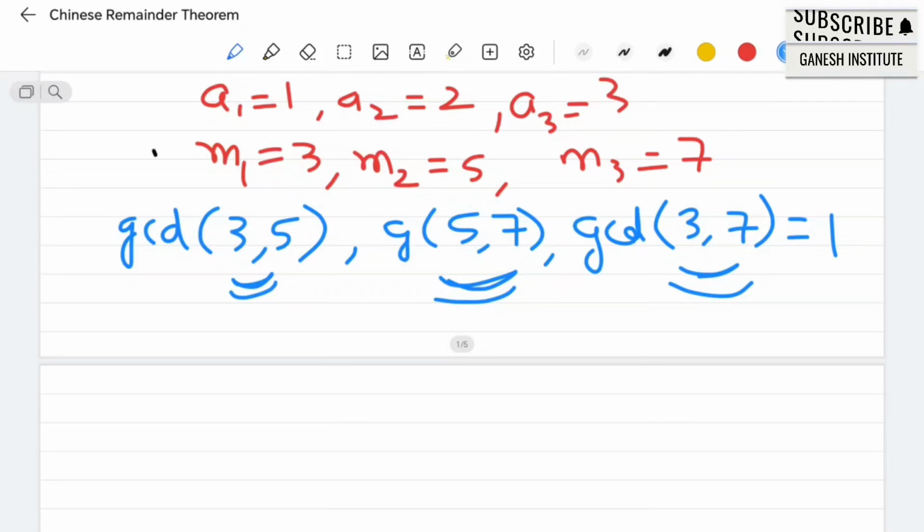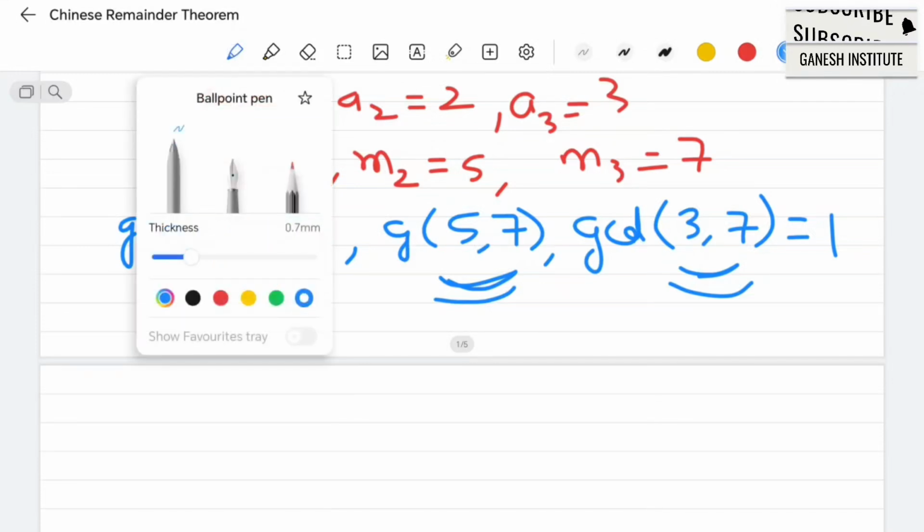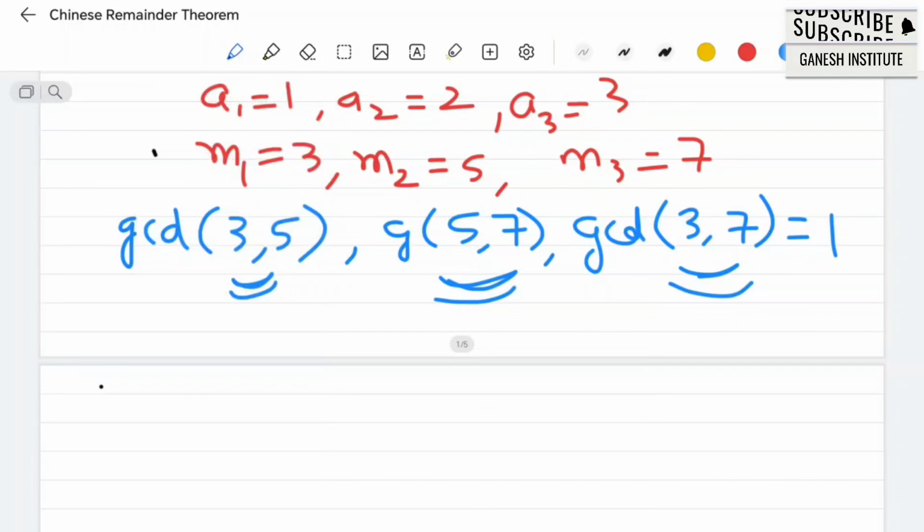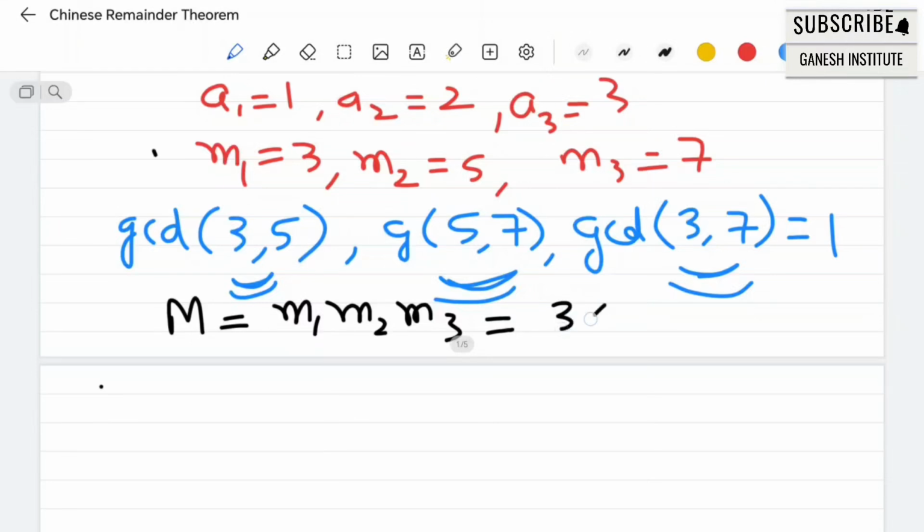Now how should we go about it? Firstly, the formula: you need to find out capital M, and that is the product of m1, m2, m3, okay? So that means it goes like 3 into 5 into 7, 15 sevens are 105. So we got our M.